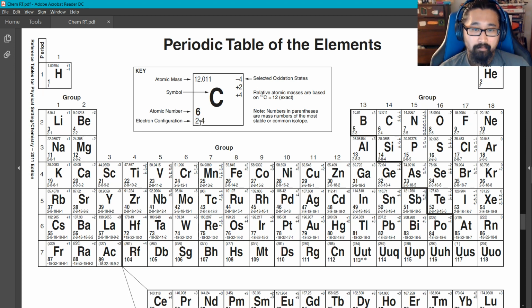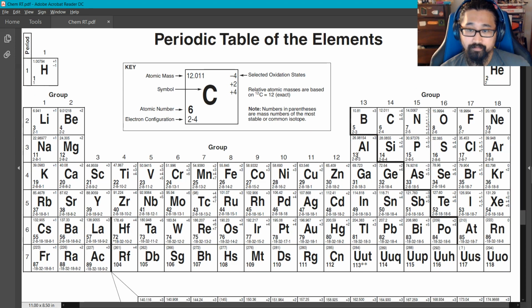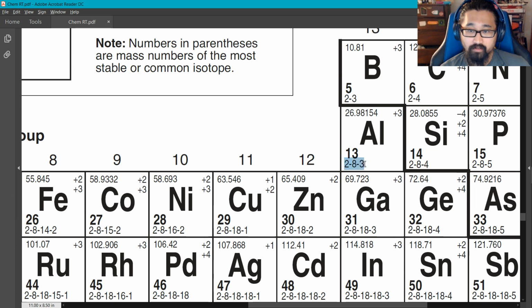This is not a minus sign in between them, it's simply a dash. It's separating the two numbers into levels. So here for carbon, I have 2-4. That is representative of an energy level with 2 electrons and another energy level with 4 electrons. If I were to look at aluminum, I would see 2-8-3, which would be to say 2 electrons in the first level, 8 in the second, 3 in the third. Each level progressively gets further away from the nucleus.